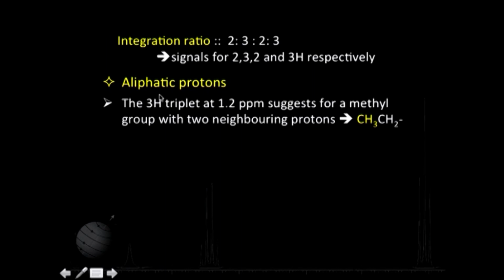Now, let us analyze the signals we get for aliphatic protons. In the aliphatic protons, there are 2 signals. The first one is at about 1.2 ppm, there is a 3 proton triplet.